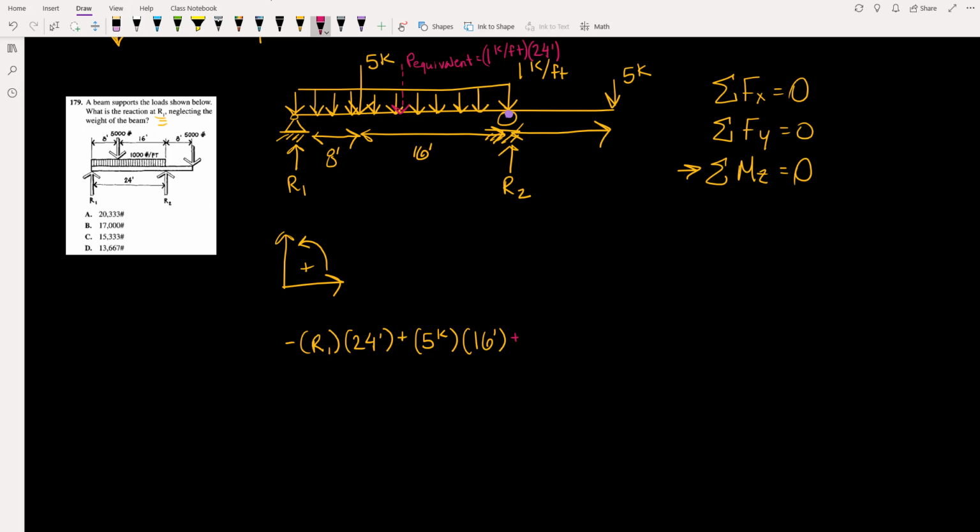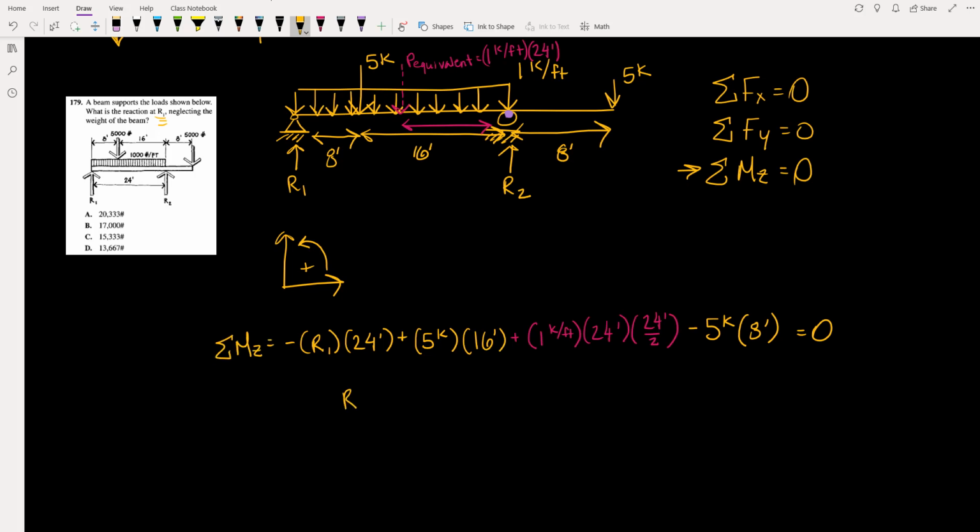And that moment is going to be in the counterclockwise direction about the joint, so it will be positive. So 1 kip per foot times 24 feet times 24 feet divided by 2. Again, that's because that's the distance to the joint. And lastly, we have this 5 kip force at the end, which is causing a clockwise rotation, and so that will be negative. And that distance is 8 feet. And all of that is equal to 0.